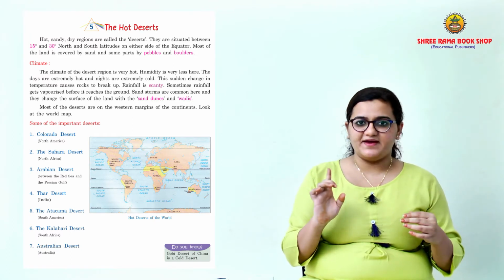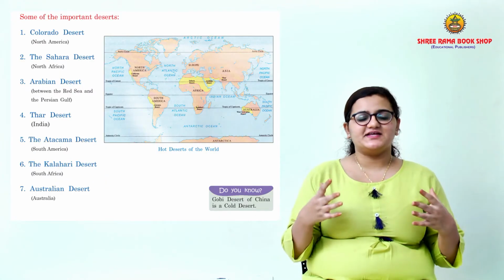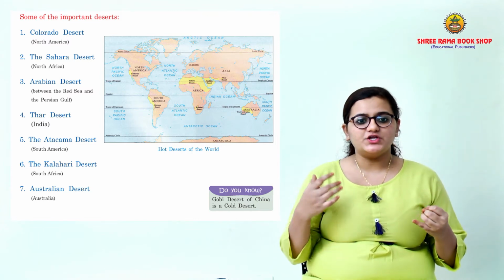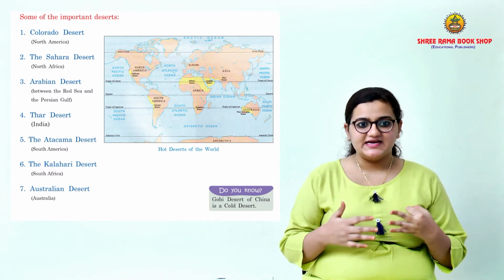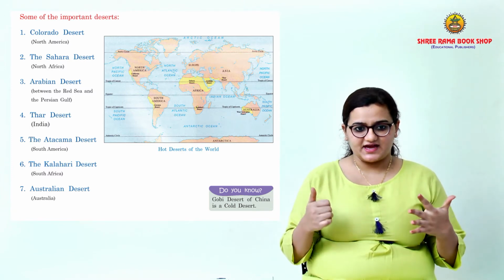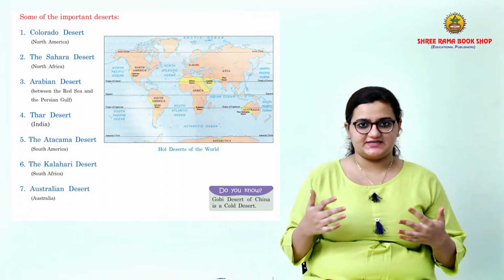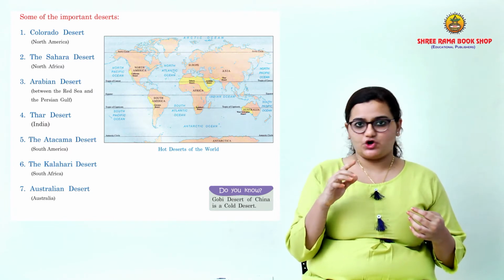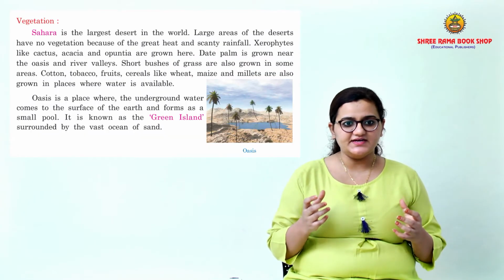Look at the world map which is given in your textbook. Now, let us look at some of the important deserts of the world: the Colorado Desert, the Sahara Desert, Arabian Desert, Thar Desert, the Atacama Desert, the Kalahari Desert as well as the Australian Desert. You can also locate them in your atlas. Okay? Try locating them. The places are given.